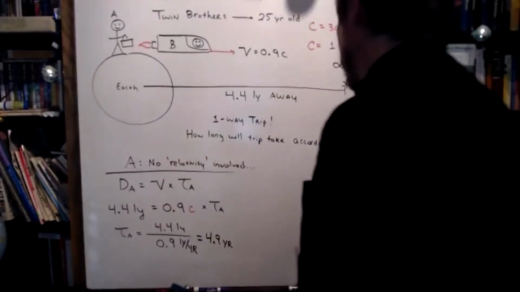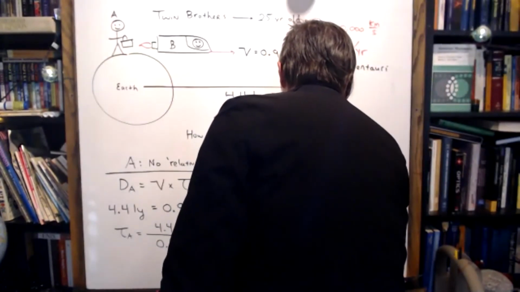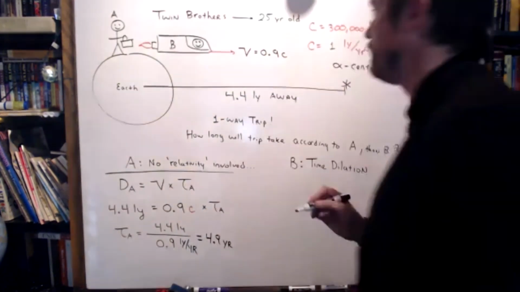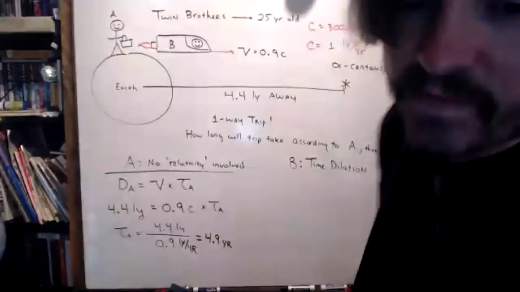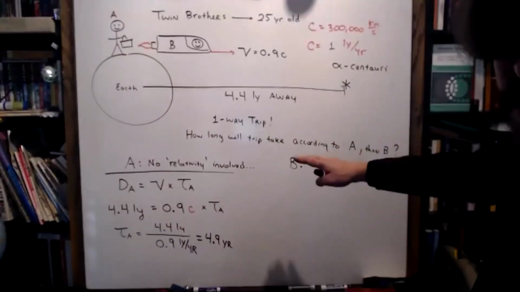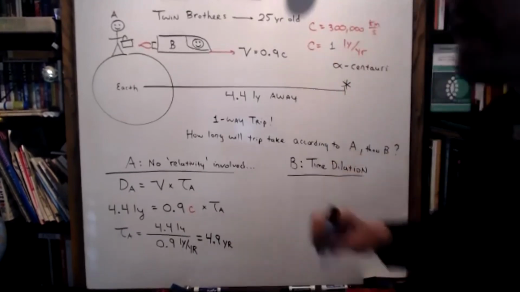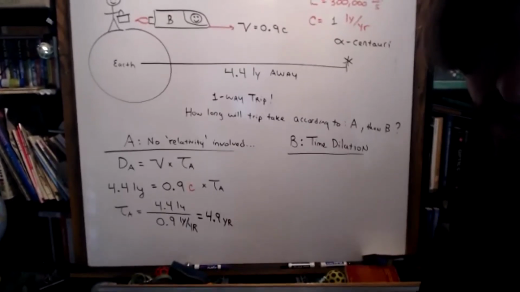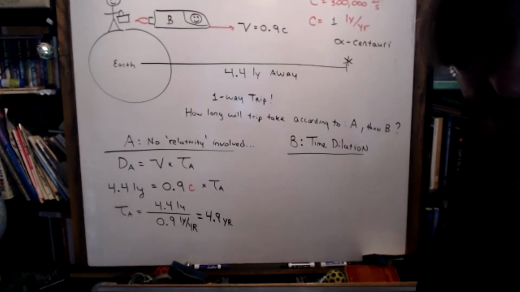Now let's try the other one. Observer B is going to experience, obviously, some time dilation. B is a moving clock relative to A. So A is going to observe B's time running slow. Can you guys tell me how to solve for how long the trip takes according to B?